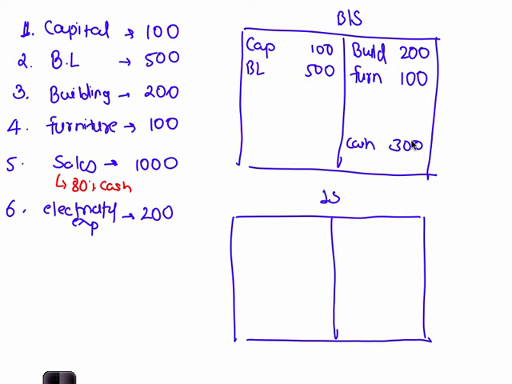So far all of these were capital nature transactions. We did not touch the income statement. Is the balance sheet tallying right now? Yes, the total is 600. Now the next item would be revenue nature.